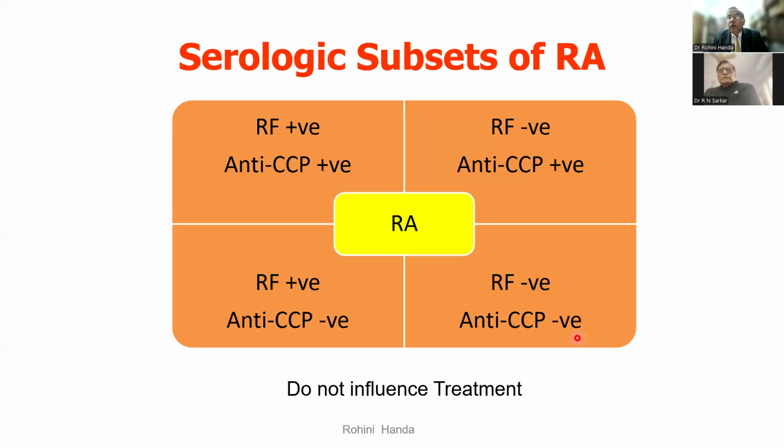So you will get four clinical scenarios, serologic subsets. Some patients will be dual positive, RF positive, CCP positive. Some will be dual negative, which is where you learn to recognize patterns. And I gave you the pattern of rheumatoid arthritis. These are serologically negative, seronegative rheumatoids. And then you can have a scenario where one autoantibody is positive. These serologic subsets do not influence treatment. Your treatment is governed by the clinical diagnosis, not by the serologic subset.